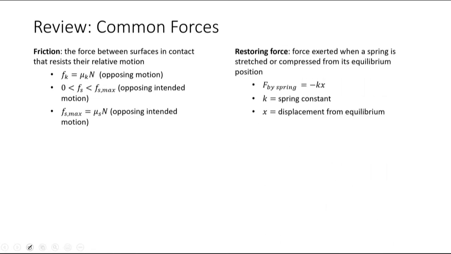Okay. And so after friction, we talked a little bit about the restoring force. This is the force exerted by a spring, and it's due to the fact that the spring has been either stretched from or compressed from its equilibrium position. And so we said that F by a spring is equal to minus kx, where k is a spring constant, a constant value that depends on the type of spring that you have, and x is the displacement of the spring from equilibrium.